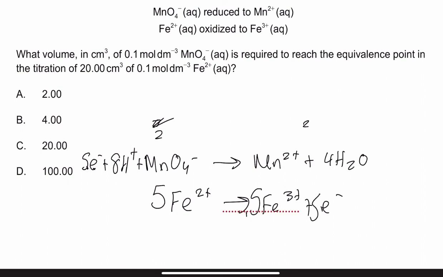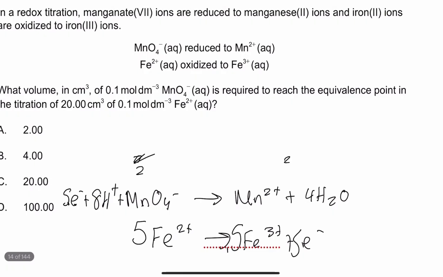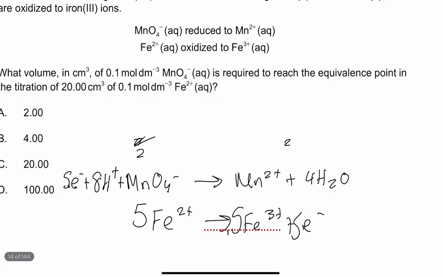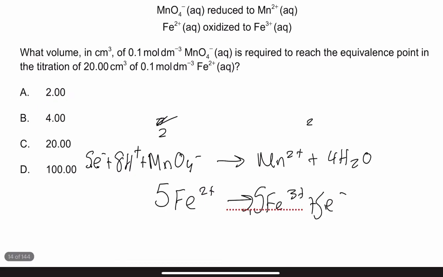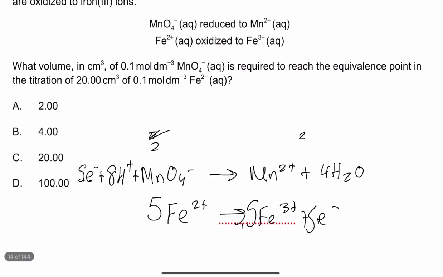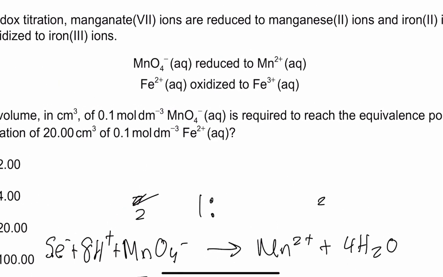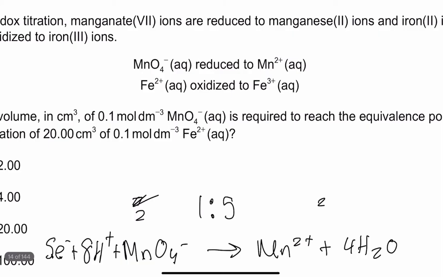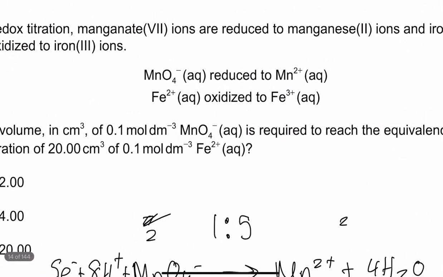Just by seeing that, we notice that for every 1 MnO4 to Mn2 plus, we have 5 iron reactions. So the ratio is 1 to 5. So we know our ratio is going to be a 1 to 5 ratio, and now we can go right back into the question and just solve it using this ratio.